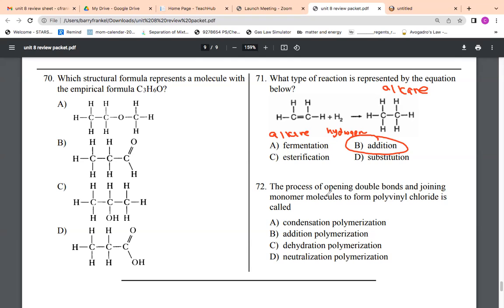72. The process of opening double bonds and joining monomer molecules to form polyvinyl chloride, or PVC, is called, again, PVC is plastic, so it is synthetic. What do we use to make synthetic polymers? We use addition polymerization. So we're going to want to go with choice B.